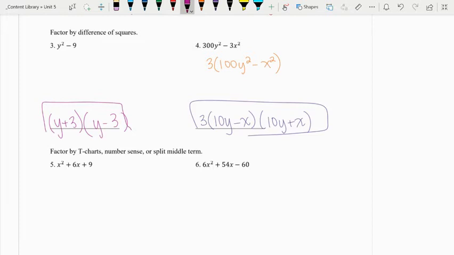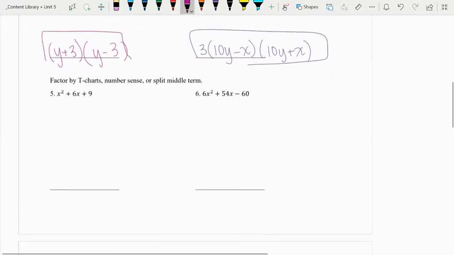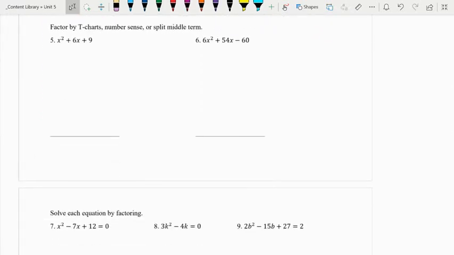Our last one, we have T-charts, which is the same thing as number sense or split middle term. Remember, you can do whichever one makes the most sense to you. We're going to look at first times last, which gives me 9. I need to multiply to 9, add to 6. And that would be 3 and 3.